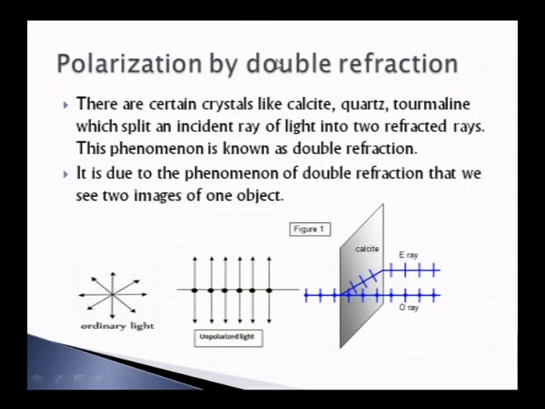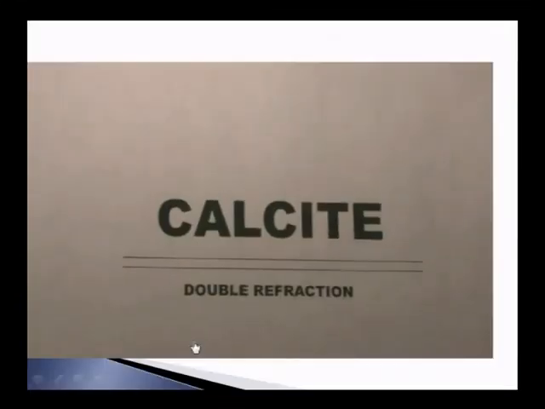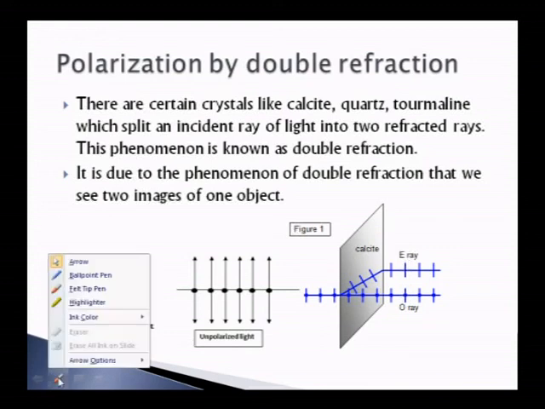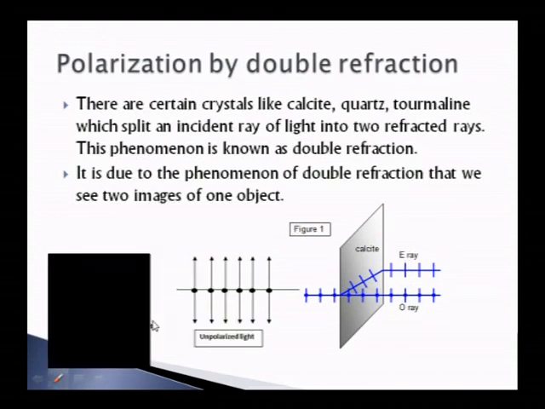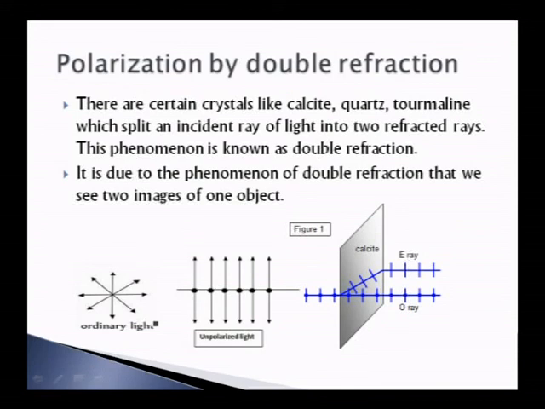So let's come back to this. Now imagine this is the unpolarized light. As the unpolarized light strikes the crystal here, it splits into two rays. One ray goes straight, and this is called the ordinary ray. It is the same as this. One more ray undergoes refraction, then comes away, and this is called the extraordinary ray.